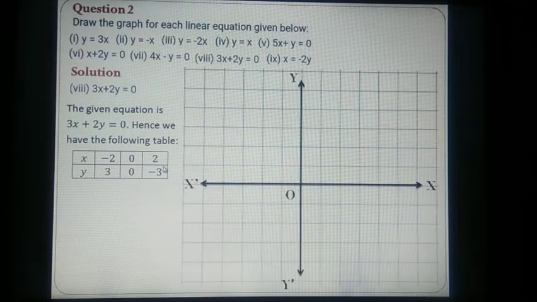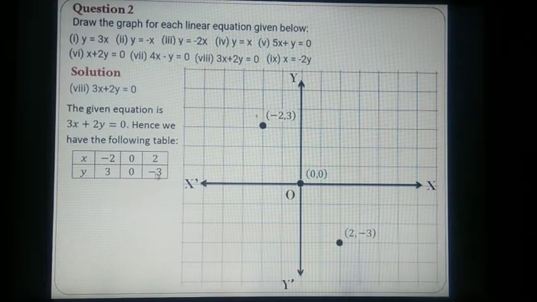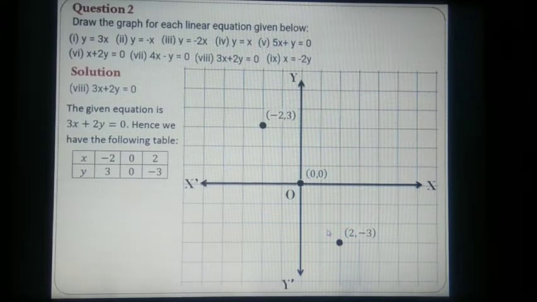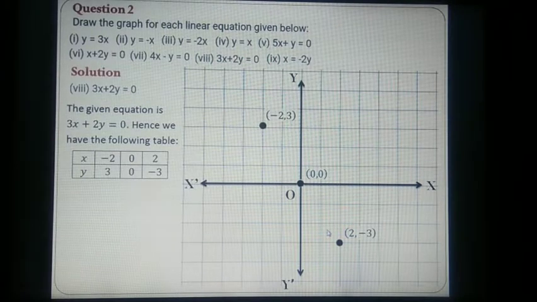Now take your graph paper, as usual draw the x-axis and y-axis. From here the coordinate is minus 2 comma 3. So we'll plot minus 2 comma 3. Next is 0 comma 0, and the other one is 2 comma minus 3. After drawing 2 comma minus 3, what you need to do is again take your scale, align the points and join them with a straight line. So pause the video to draw the diagram.